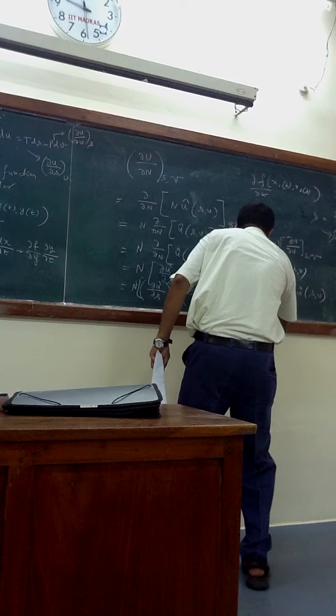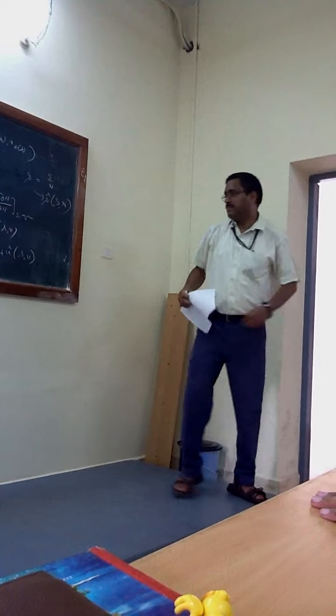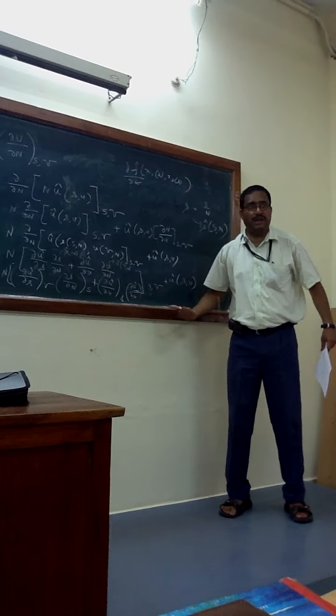Then dou v hat by dou n, how to complete it? I am asking you again. This entire term is constant, S V. I wrote S. What else is remaining?